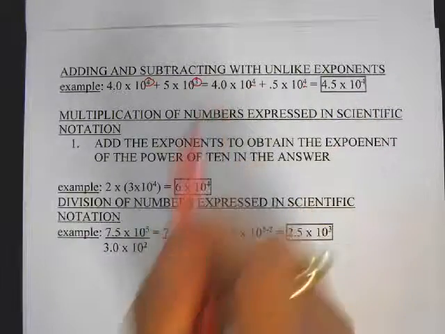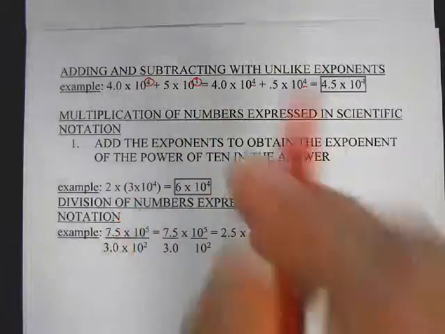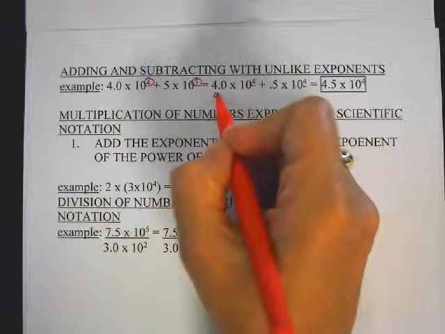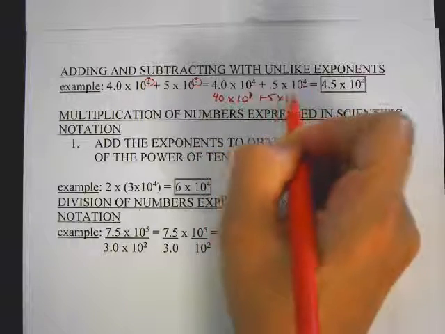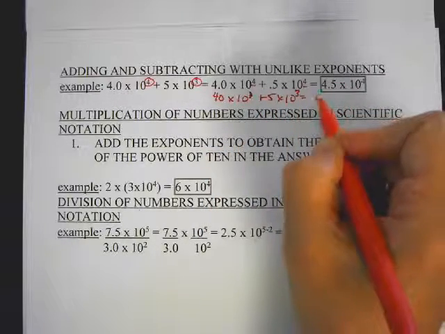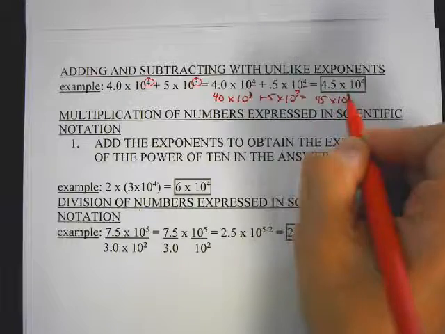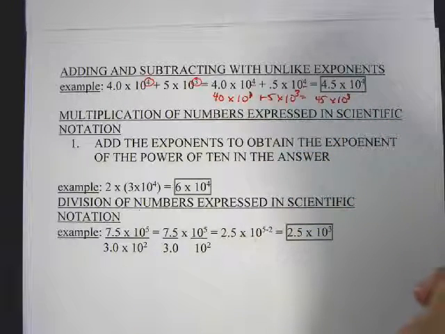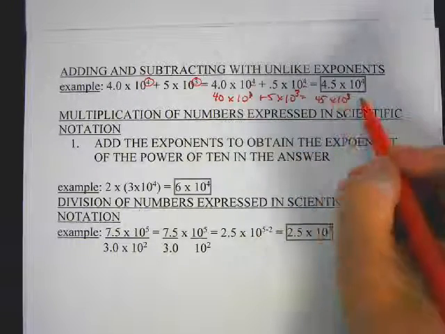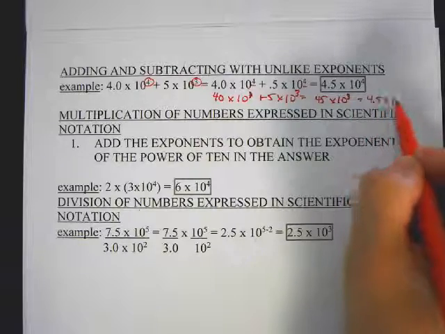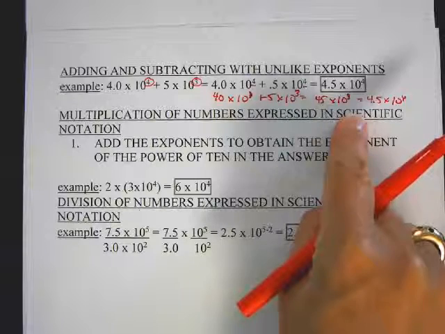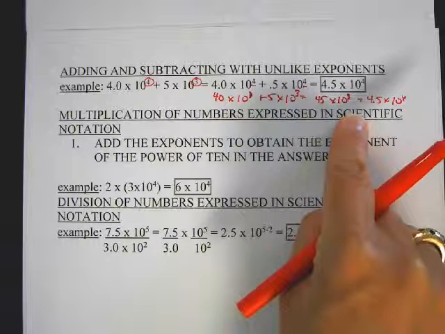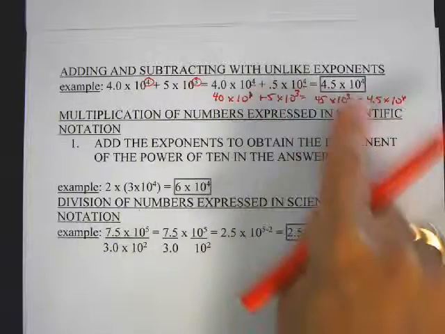Did I have to do it that way? No. What I could have done is I could have said 40 times 10 to the third plus 5 times 10 to the third, and then I would have 45 times 10 to the third, and then I would need one more step to put it in correct scientific notation, one integer, 4.5 times 10 to the fourth. Is this way wrong? No, that's correct. It's just one more step. Which way should you do it? Well, remember, you're going to be using a calculator, but it's important to know these rules.